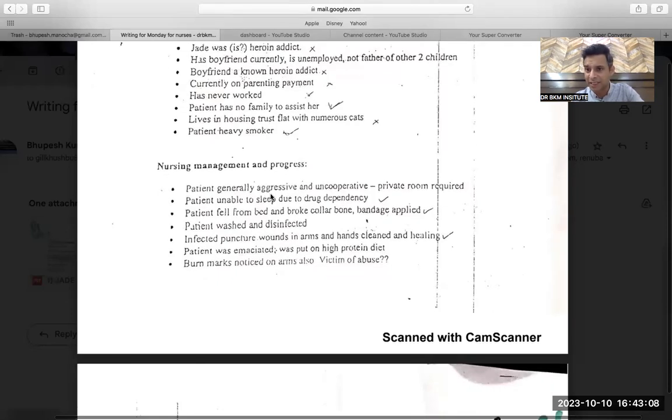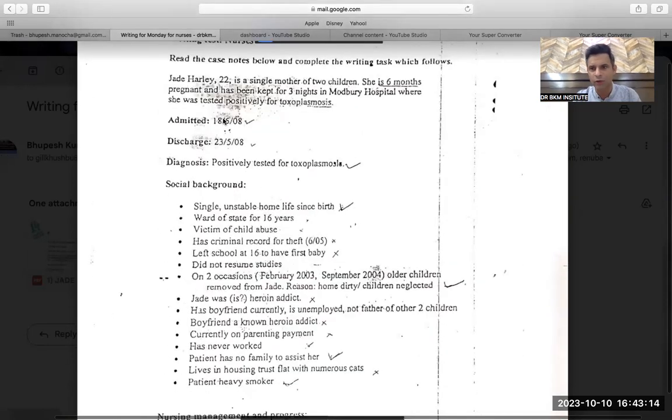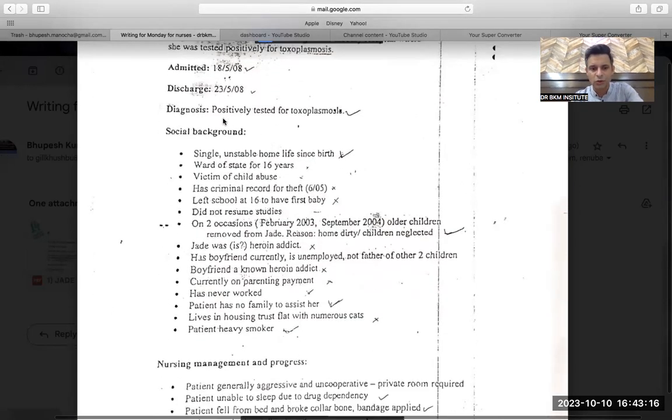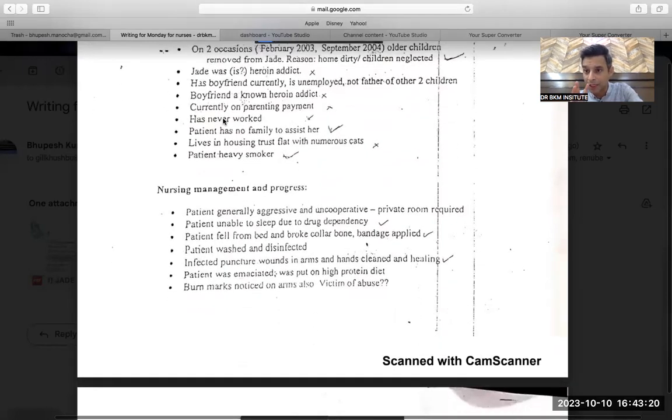Then nursing management and progress means that during hospitalization, 5 days, 23 minus 18, almost 5 to 6 days. So 5 days, what happened? She was aggressive. So the nursing management and progress, or the during hospitalization, always comes in the past. Past means, you will write patient was aggressive, patient was uncooperative. So, and you use a connector.